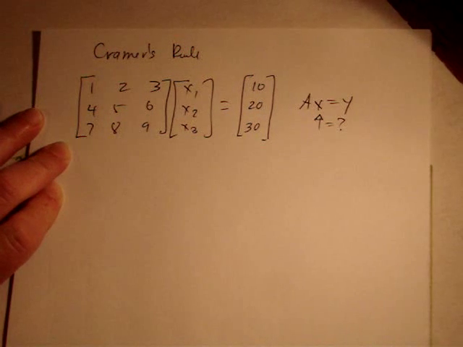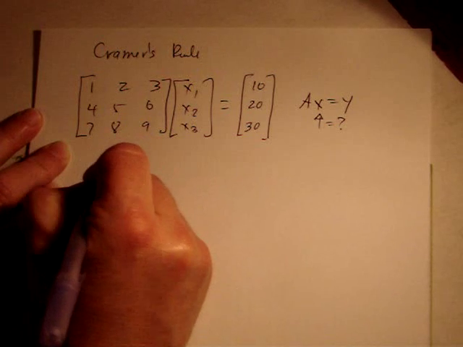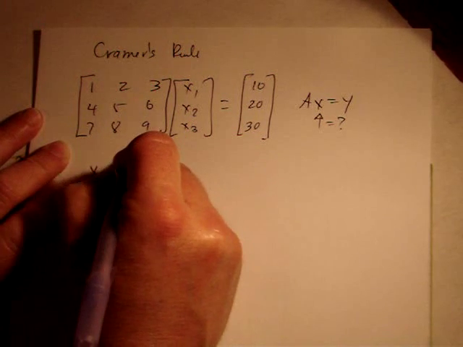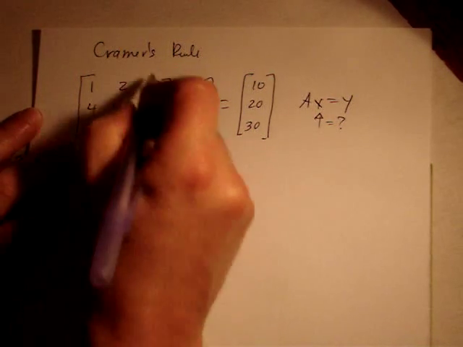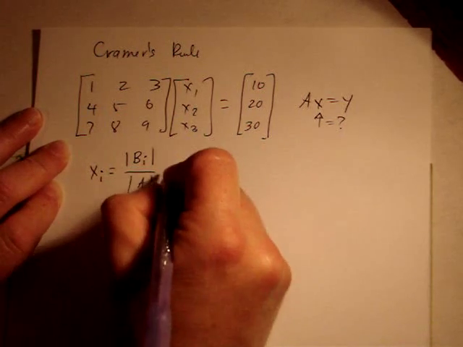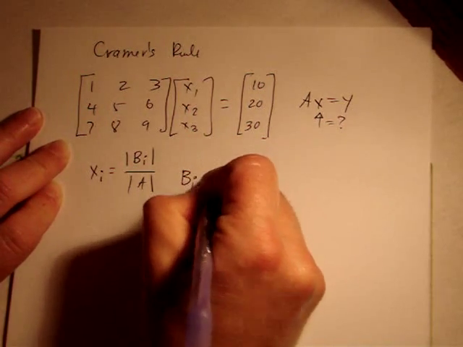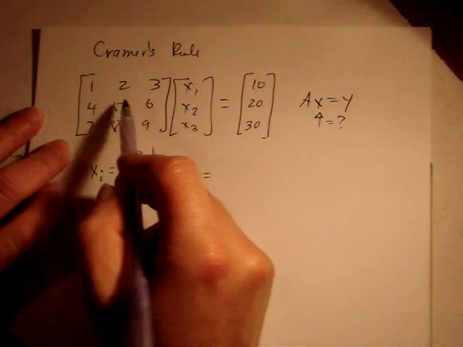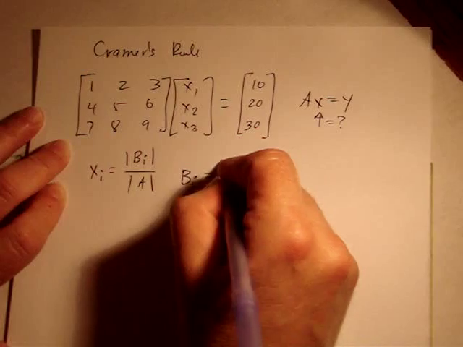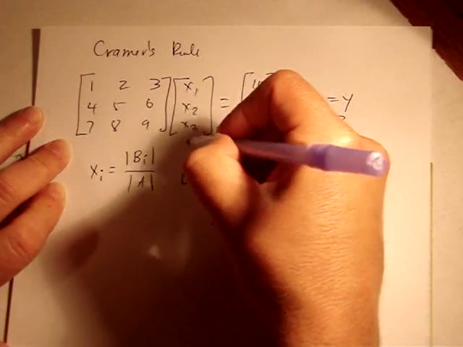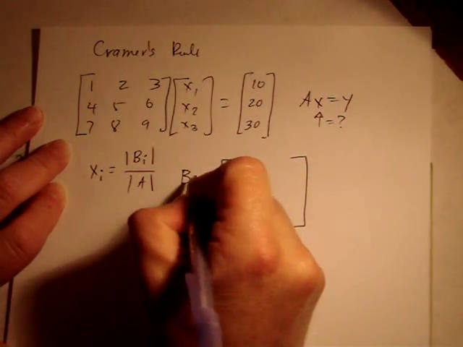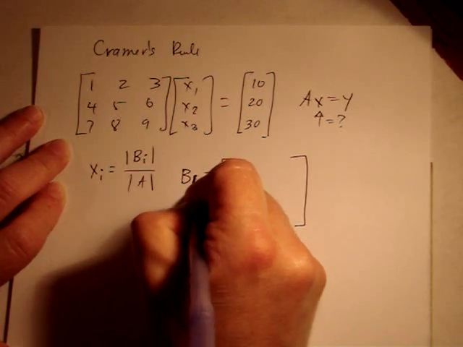Okay, so for Cramer's rule, we want to find the solution. It says that x sub i is the determinant of b sub i over the determinant of A. Okay, so A is this full matrix. What is b sub i? Well, b sub i is this A matrix modified by taking what we've called y and putting it in the position of the x we're trying to find.